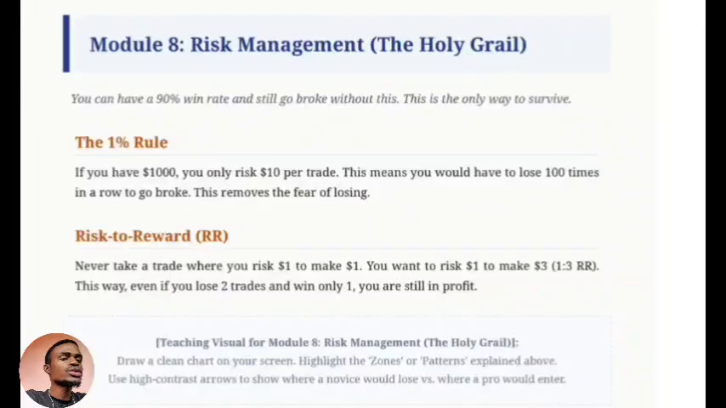So, risk to reward ratio. Never take a trade where you risk $1 to make $1. I've said that in a previous video, and I'm still saying it right now. You should always ensure that your trade is 1:2, 1:3, and above. Right here I say you want to risk $1 to make $3. That's 1:3, and I really love 1:3.